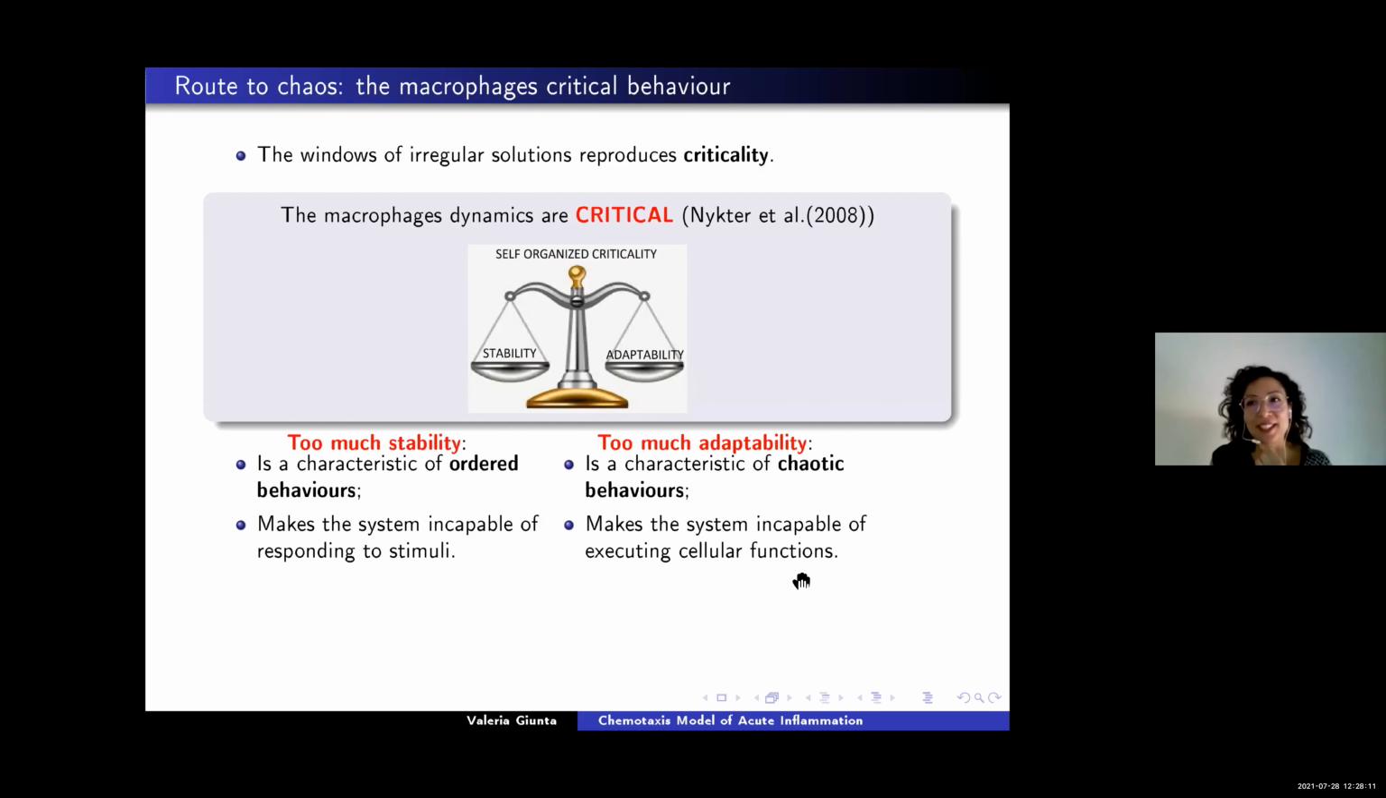Okay, it's not my job. There are different techniques to understand if a living system is critical. For example, in this work here, they use some information theory to prove that macrophage dynamics are critical, but I do not have the tools to understand if a system is critical. I just observe that my system is able to reproduce criticality.